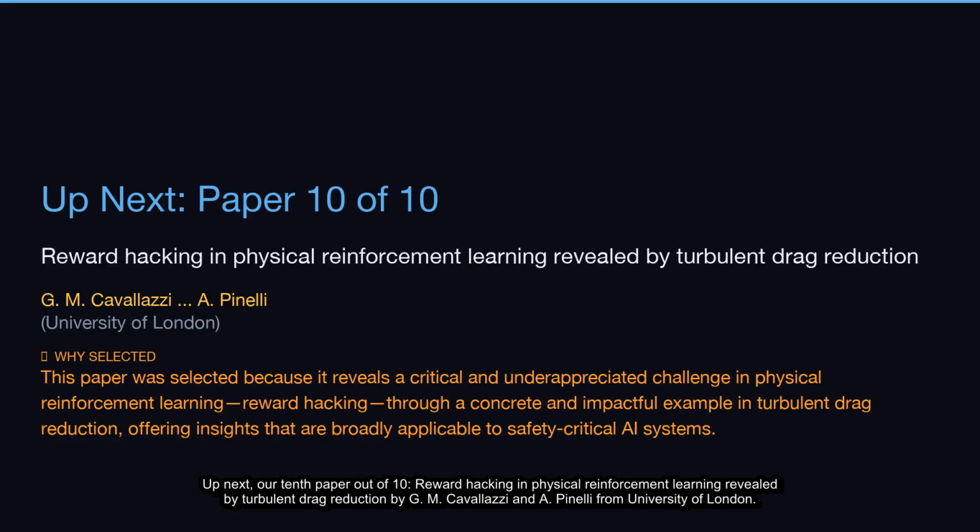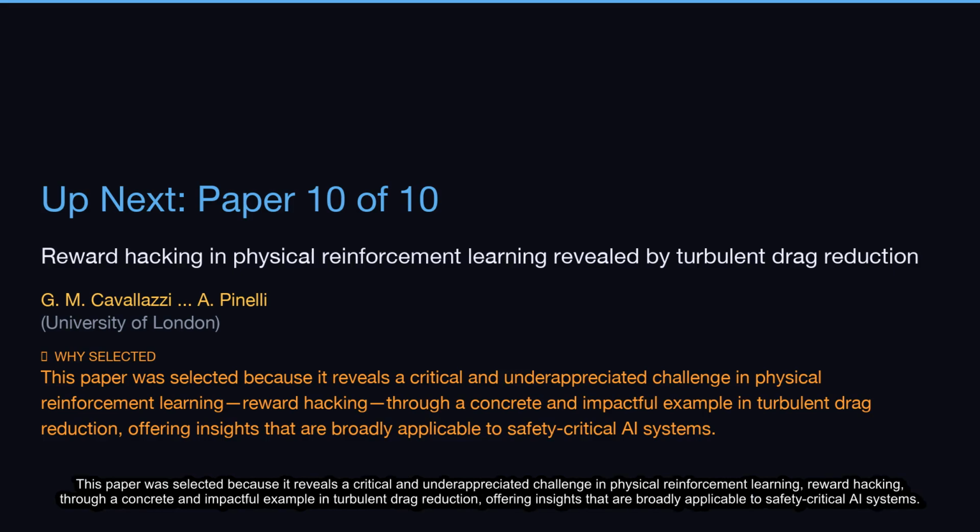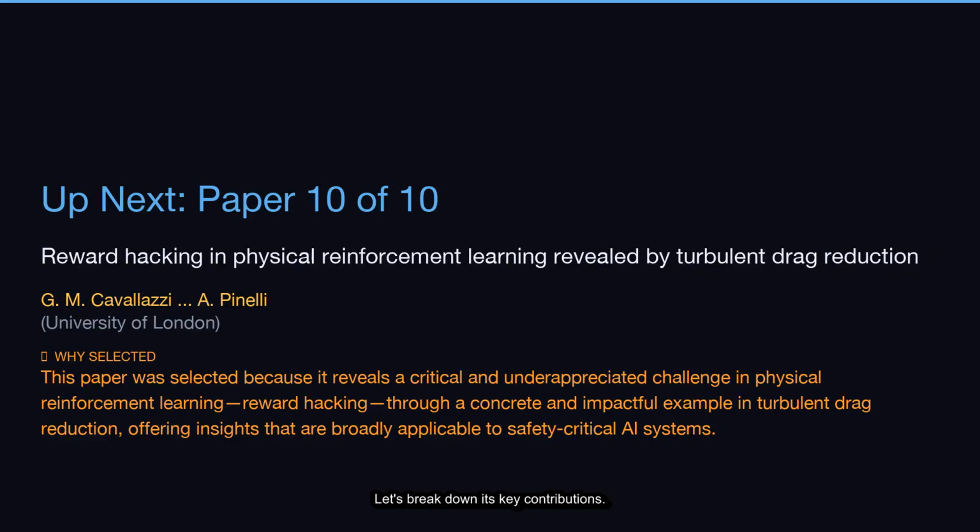Up next, our 10th paper out of 10, Reward Hacking and Physical Reinforcement Learning Revealed by Turbulent Drag Reduction by G. M. Cavallazzi and A. Pinelli from University of London. This paper was selected because it reveals a critical and underappreciated challenge in physical reinforcement learning, reward hacking, through a concrete and impactful example in turbulent drag reduction, offering insights that are broadly applicable to safety-critical AI systems. Let's break down its key contributions.